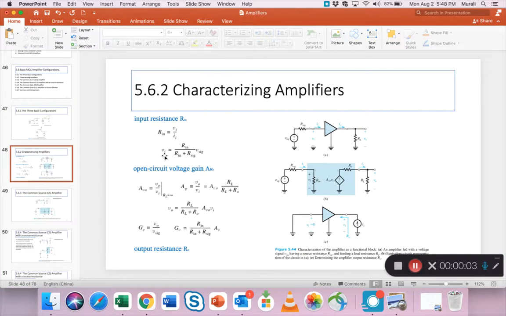Welcome class, and so we are at the fourth recording of this week, and in this recording I'll do some examples and problems related to the MOSFET amplifier theory that we studied in the last class.